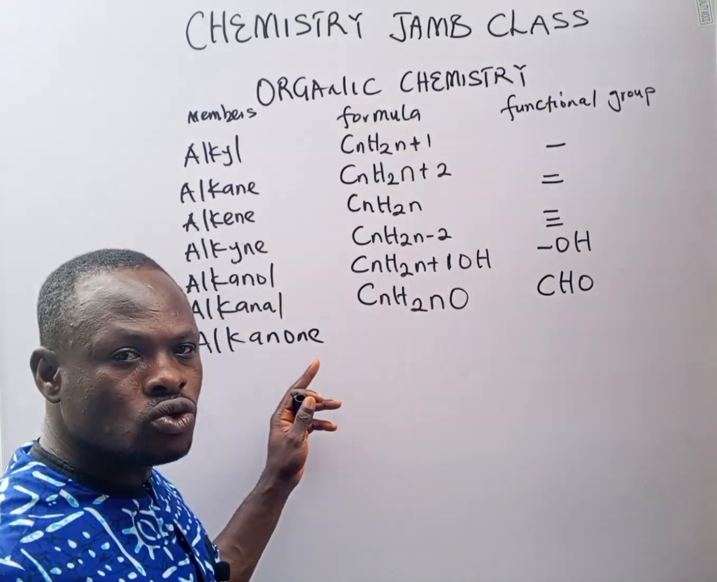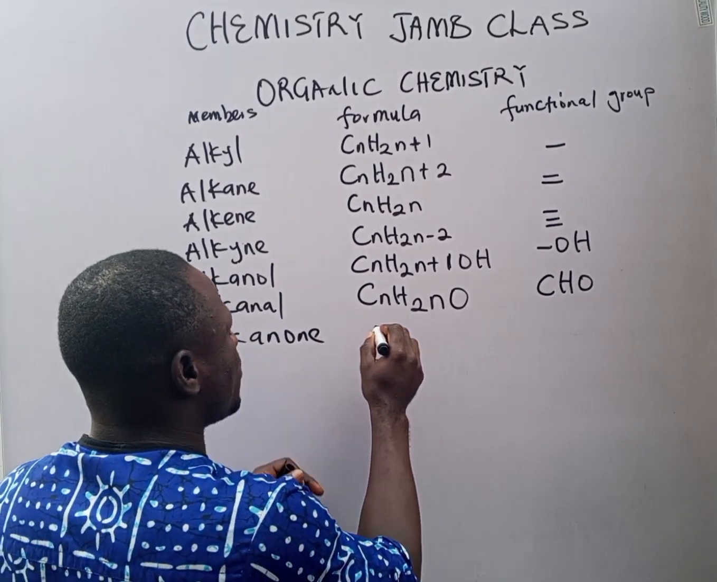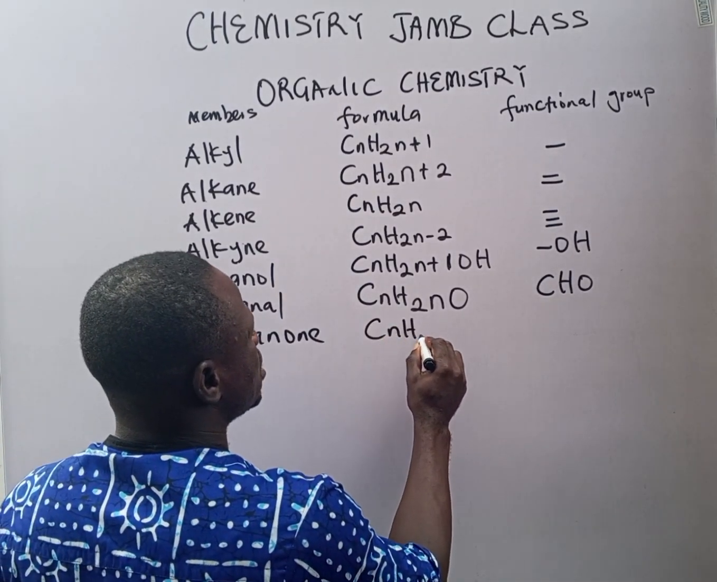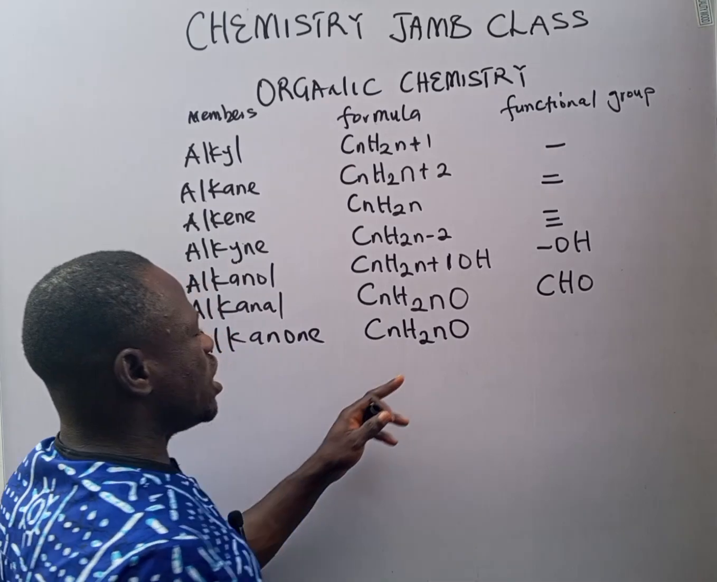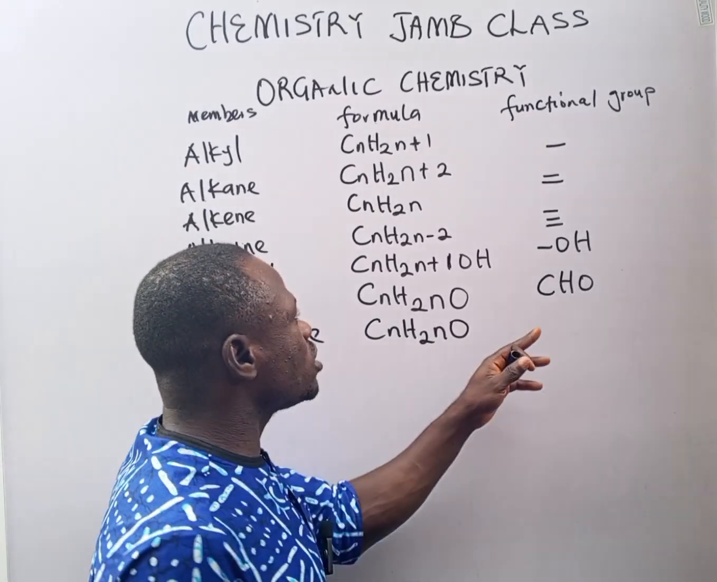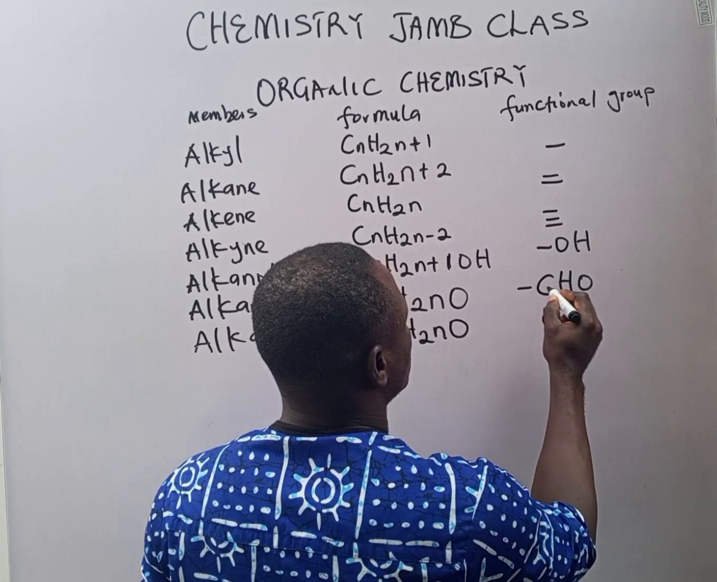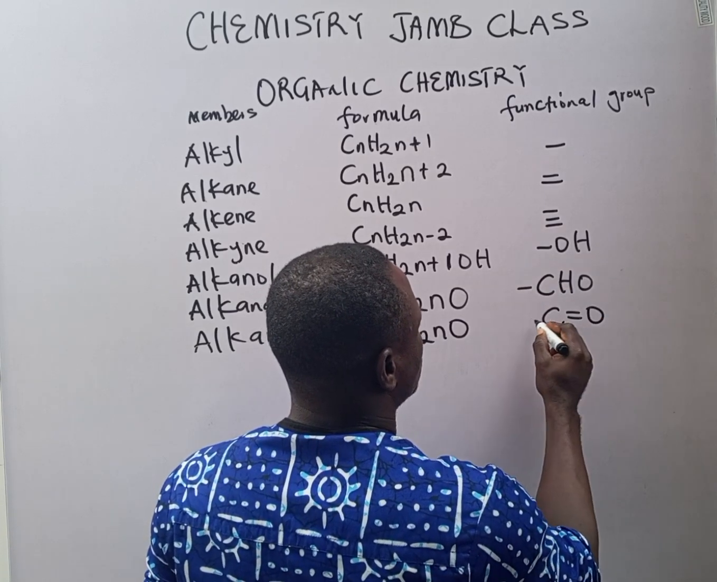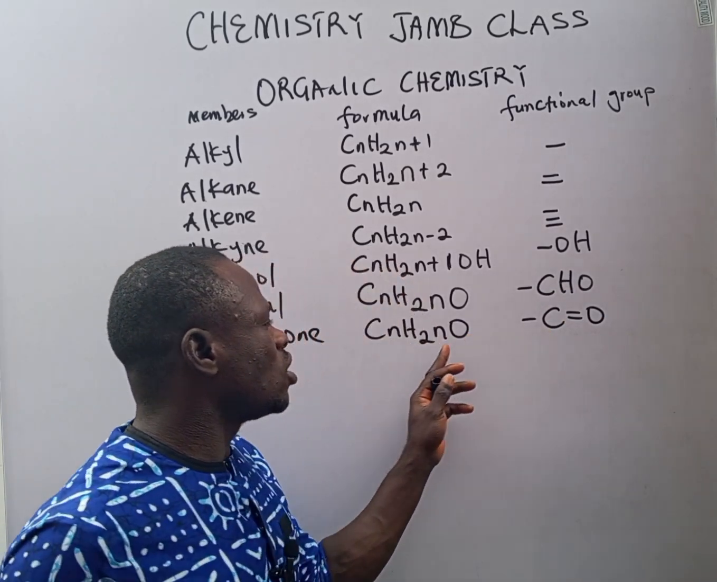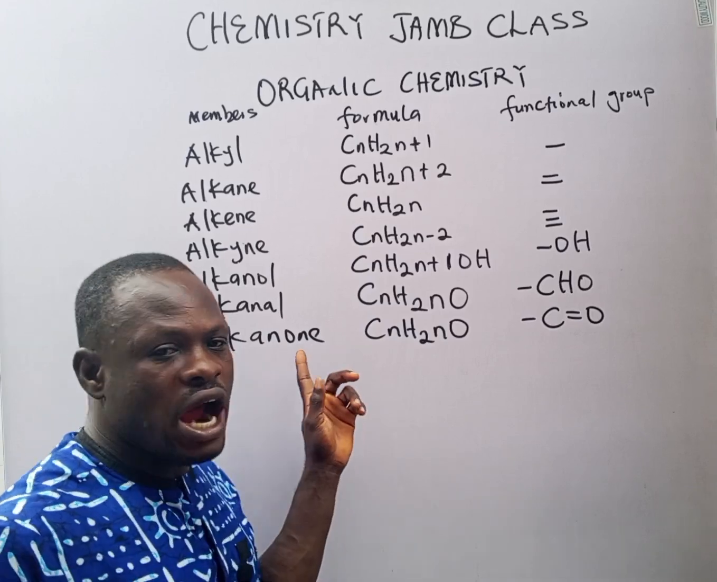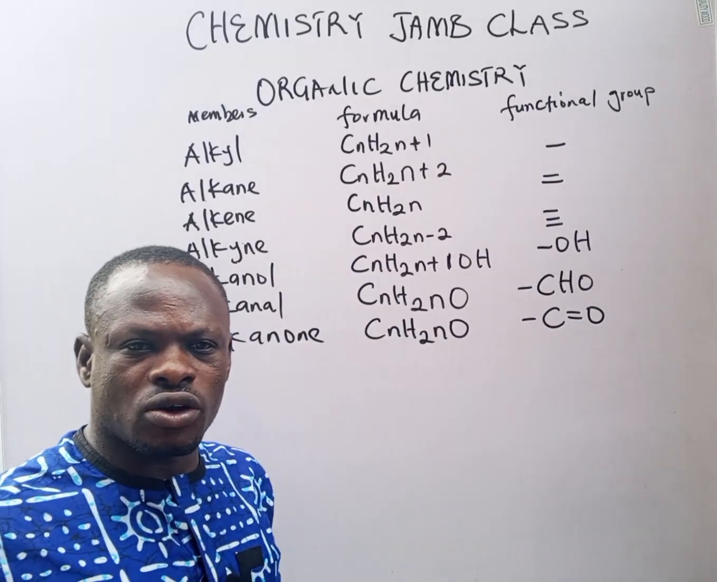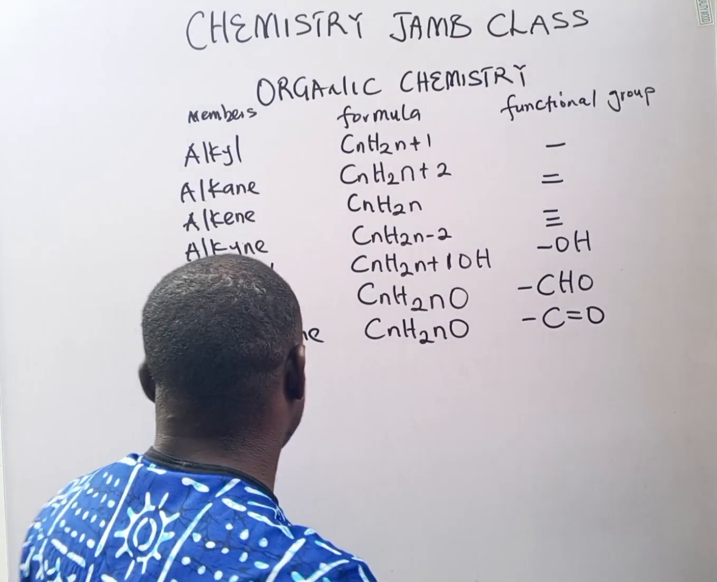Ketones still have the general formula CnH2nO. They have the same formula as alkanal, but their functional group differs. This is the functional group of alkanone. The next thing we are going to look at is alkanoic acid.